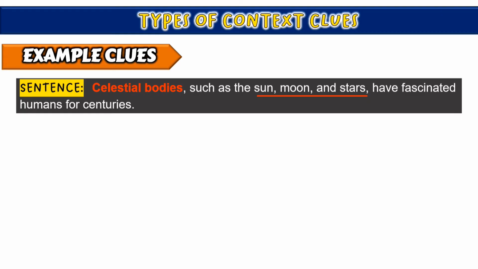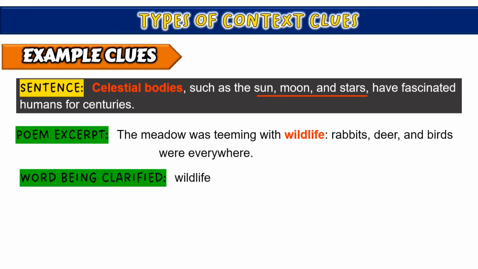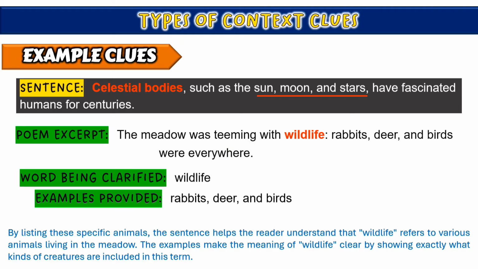The line, "The meadow was teeming with wildlife. Rabbits, deer, and birds were everywhere," is an example of an example context clue because it uses specific examples to illustrate and clarify the meaning of the word wildlife. By listing these specific animals, the sentence helps the reader understand that wildlife refers to various animals living in the meadow. The examples make the meaning of wildlife clear by showing exactly what kinds of creatures are included in this term.